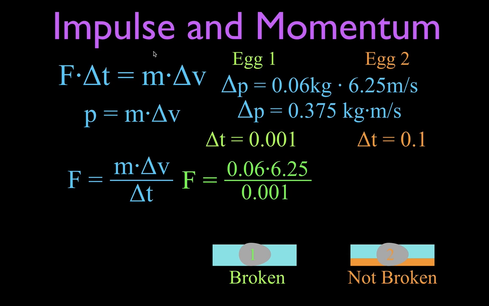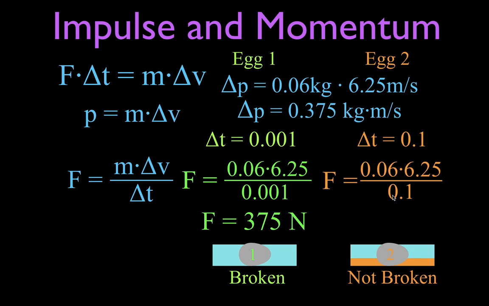And so I'm just going to plug the values in for egg number one. The mass of the egg is 0.06 kilograms. It has a change in velocity from when it hits the ground to when it stops of 6.25 meters per second. That's the change in velocity. And the time is a thousandth of a second. And that gives us a force felt by the egg from the floor. It's not including the weight of the egg, but it gives us a force of about 375 newtons.